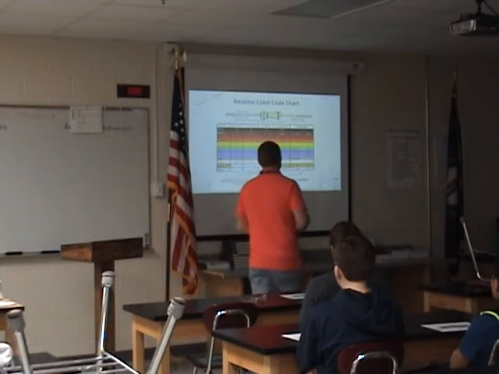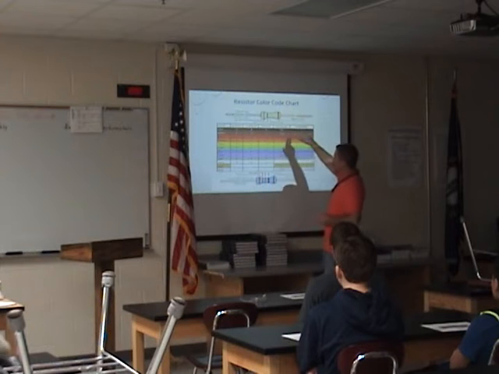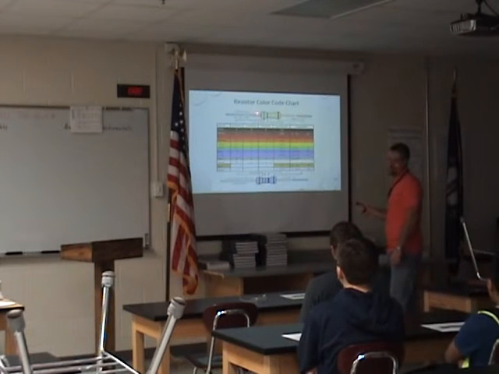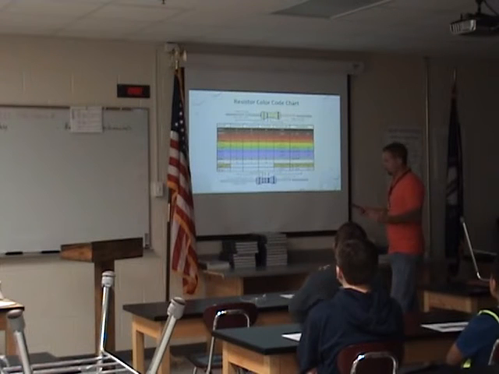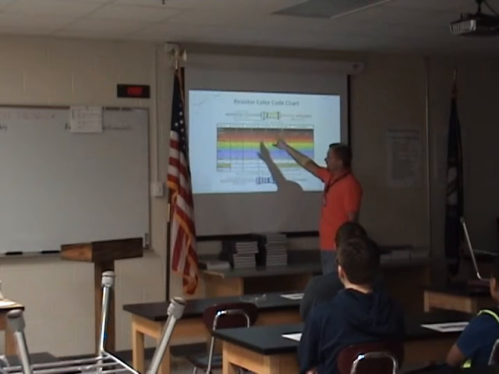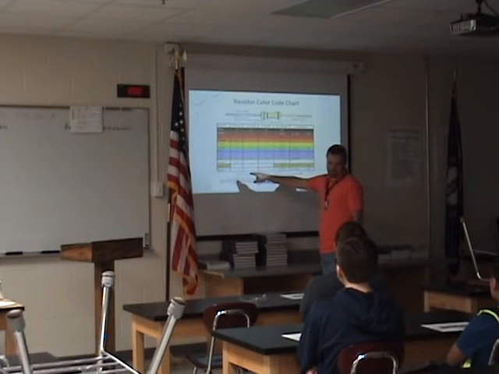For instance, the resistor that you see right here on the top section of the slide, this is what we call a 4-band resistor. Self-explanatory. It has 4 bands on it. Now, the bottom resistor is a 5-band. So on a 4-band resistor, the first band is the first digit of that resistor.